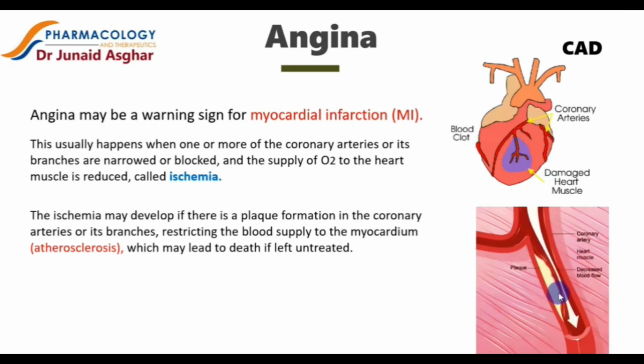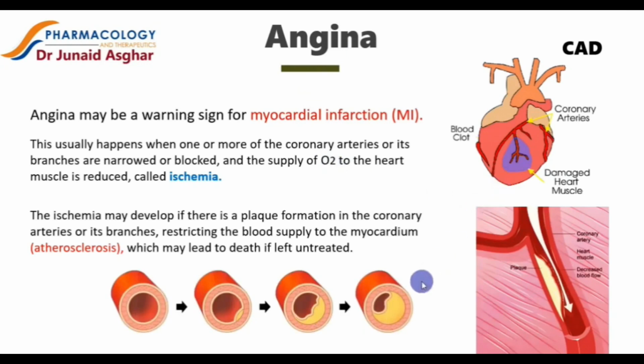Now this plaque could be some deposits of fats and some minerals which deposit over it and cause this blockade. Now the research tells us that if this blockade in the coronary arteries reaches up to 70%, there is a chance that the patient may have an angina attack. Now if this blockade tends to 100%, the patient may have a heart attack or myocardial infarction.